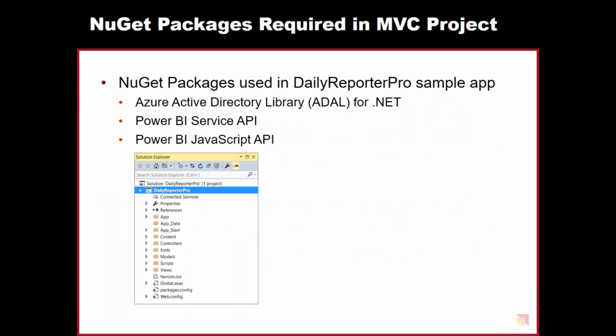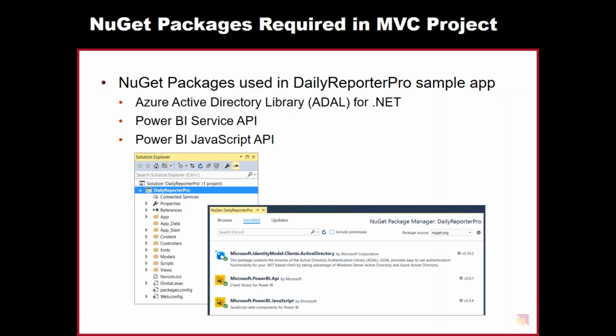Now, one of the things that you're going to need to do is program against Azure Active Directory, the Power BI service, and the JavaScript API. So what you're going to see is that the app I just showed you has to have these 3 NuGet packages. The first one, Microsoft Identity Model Clients Active Directory, is the Active Directory Authentication Library, what a lot of us call ADAL. And then you have Microsoft.PowerBI.API. If you've never seen it before, it was introduced in May with the new embedding features that were announced. And then we have the Microsoft Power BI JavaScript API. That's actually been around before all the changes in May. That's been around for a while.